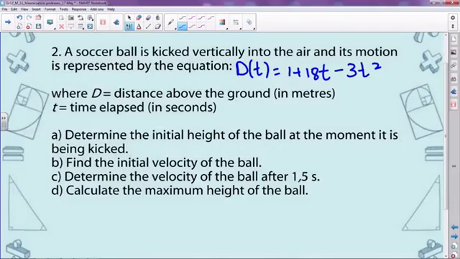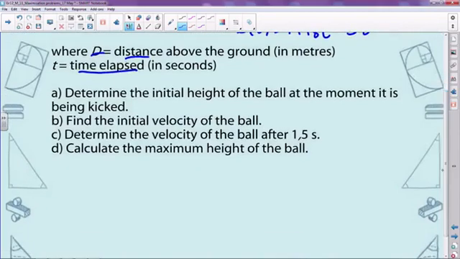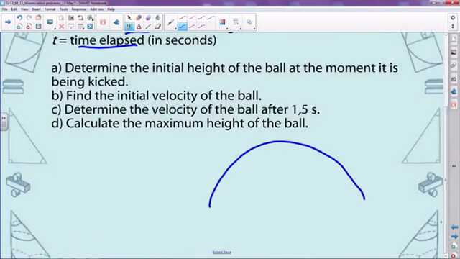You see that the soccer ball is kicked vertically into the air and its motion is represented by that equation. You are told that d is the distance above the ground in meters and t is the time elapsed in seconds. Before I have a look at the question, let's sketch what could be happening and what kind of motion we are seeing. The ball is kicked into the air and then obviously it's going to start falling back down to the ground again.